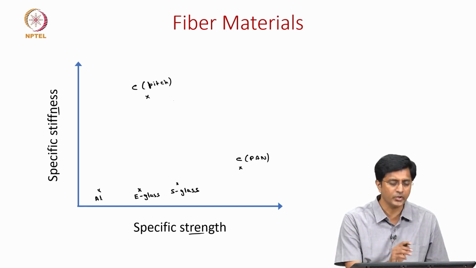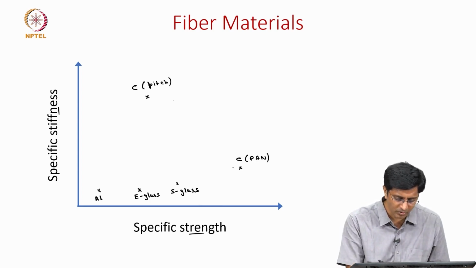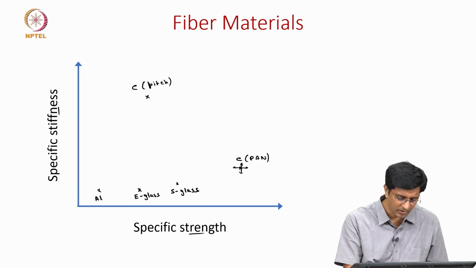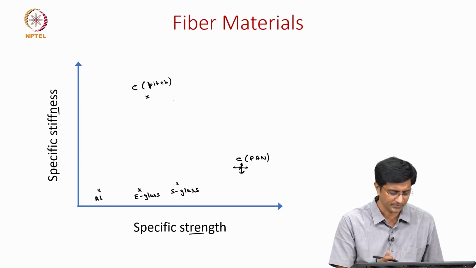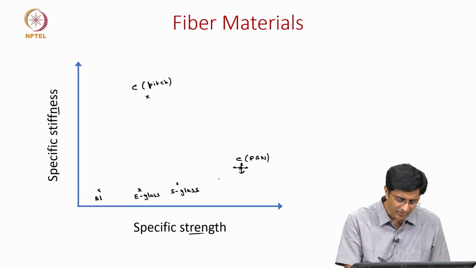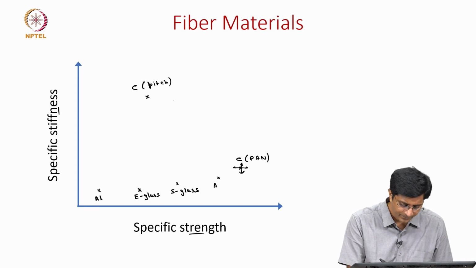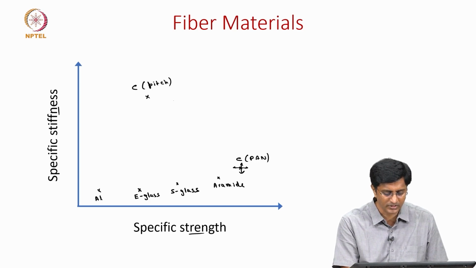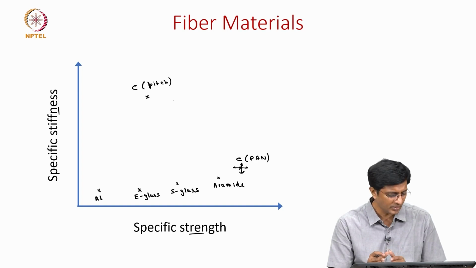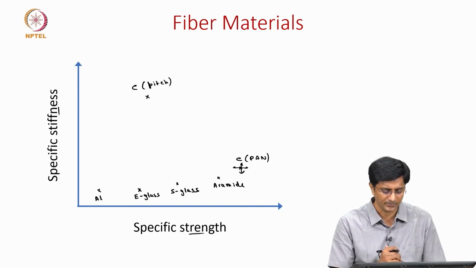So, I am just showing it through a point, but of course, there is always a variation in the properties, because especially these being made from polymers, there is always scope for change in the properties based on the manufacturing methods used. After this we move on to aramid fibers. Aramid fibers are somewhere here, meaning that they are in between the glass fibers and the carbon fibers, especially with PAN, where the specific stiffness is intermediate as well as the specific strength.